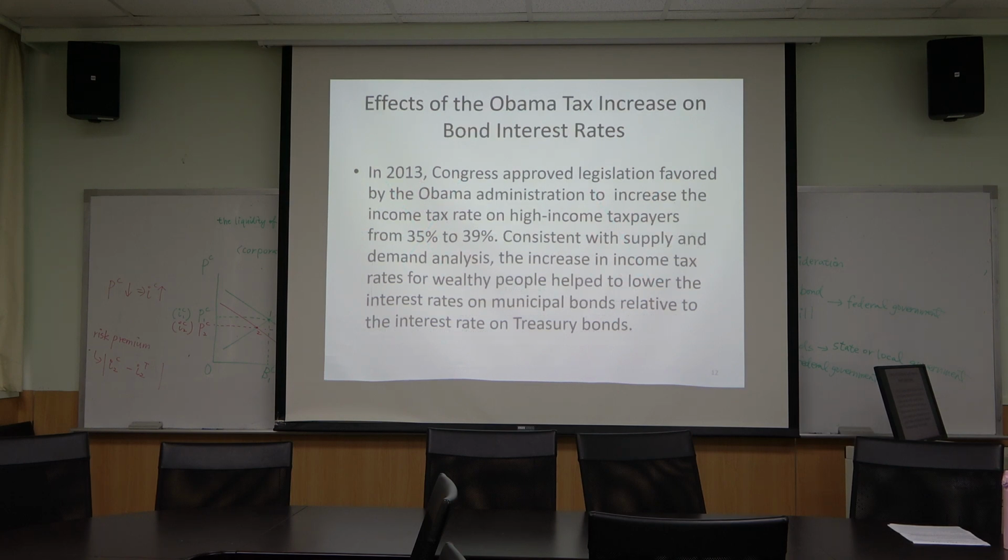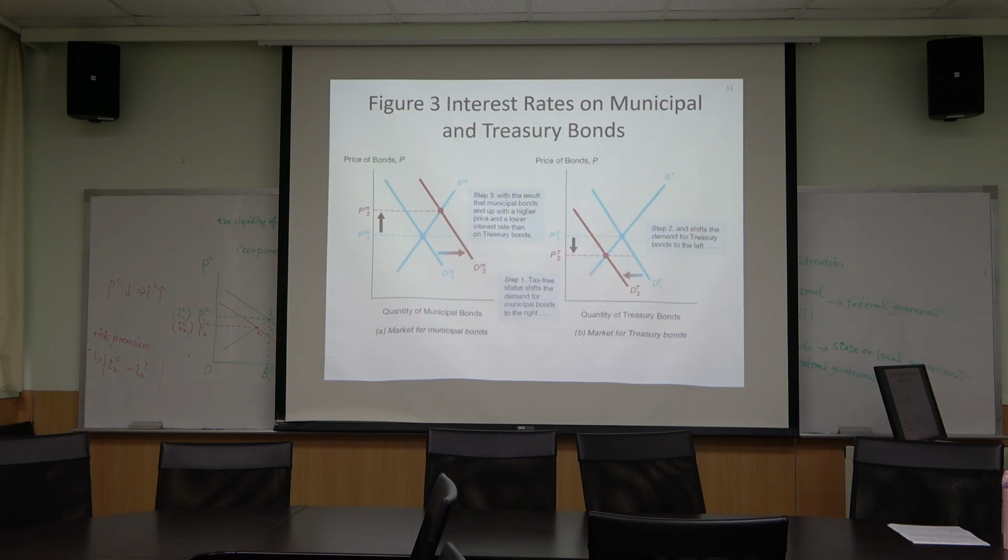So that's what happened. In 2013, President Obama increased the income tax rate on high income taxpayers from 35% to 39%. So by using supply and demand analysis, the increase in income tax rates for wealthy people helped to lower the interest rate on municipal bonds relative to the interest rate on treasury bonds. So that's why we have seen a risk premium between municipal bonds and treasury bonds.